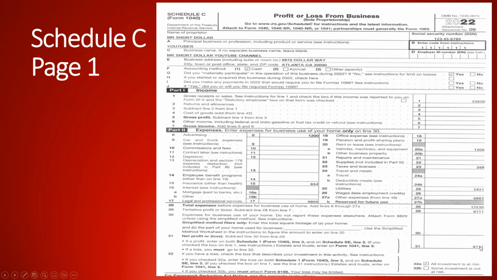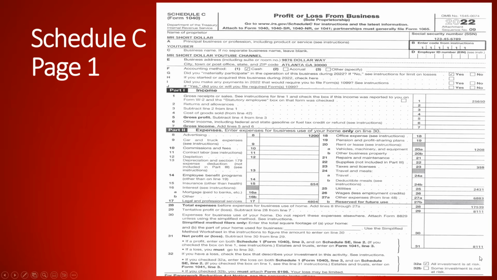Right here, line 31, that's one of the main things, especially when you look to get any kind of car purchase or home purchase. They're always going to look at line 31. Line 31 is your net profit for the year. Usually, a lot of times, the actual lender will divide that number by 12, and that'll be your actual average monthly income.